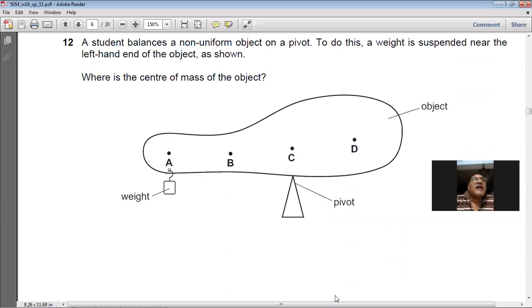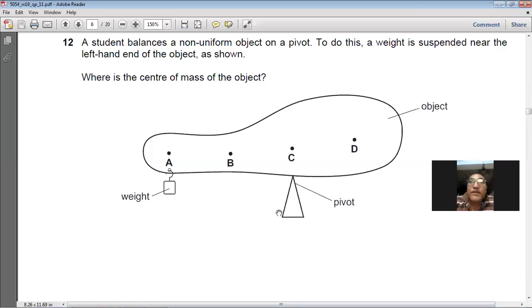Okay. A student balances a non-uniform object on a pivot. To do this, a weight is suspended near the left-hand end of the object as shown. Where is the center of mass of the object? Because an extra weight has been hung here, C is definitely not the center of gravity. If C were the center of gravity, then you wouldn't have to hang a weight here to balance it.